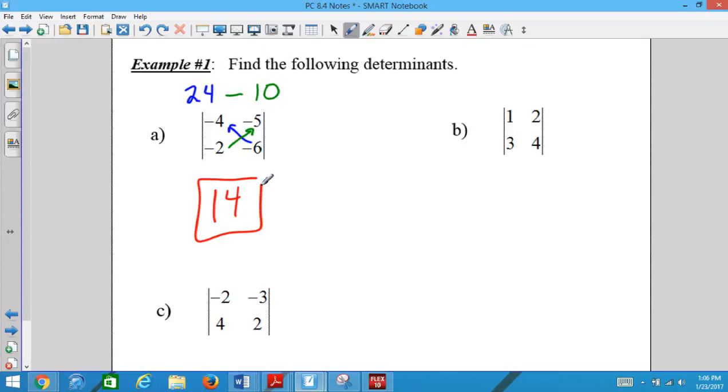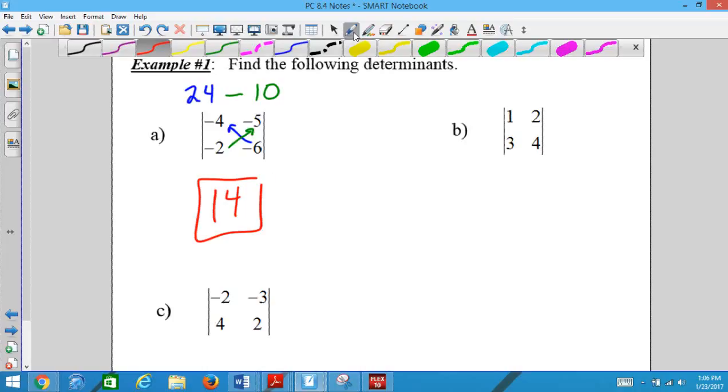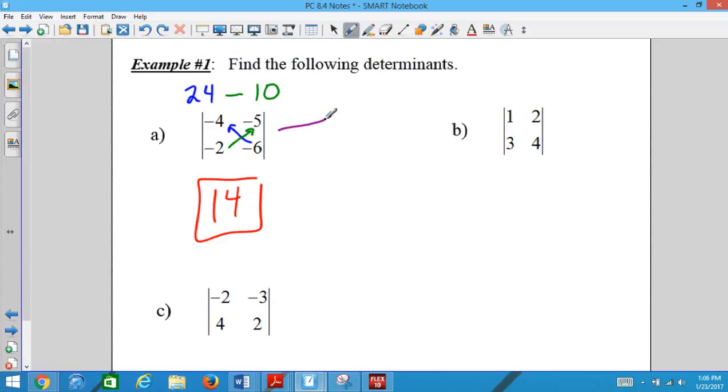Can you do the other two? You don't have to say A. It doesn't say this is A, but it doesn't matter. We knew that we were finding the determinant because it shows you the absolute value bars around the matrix. So that's how I knew I was finding the determinant. Just 14 is fine.